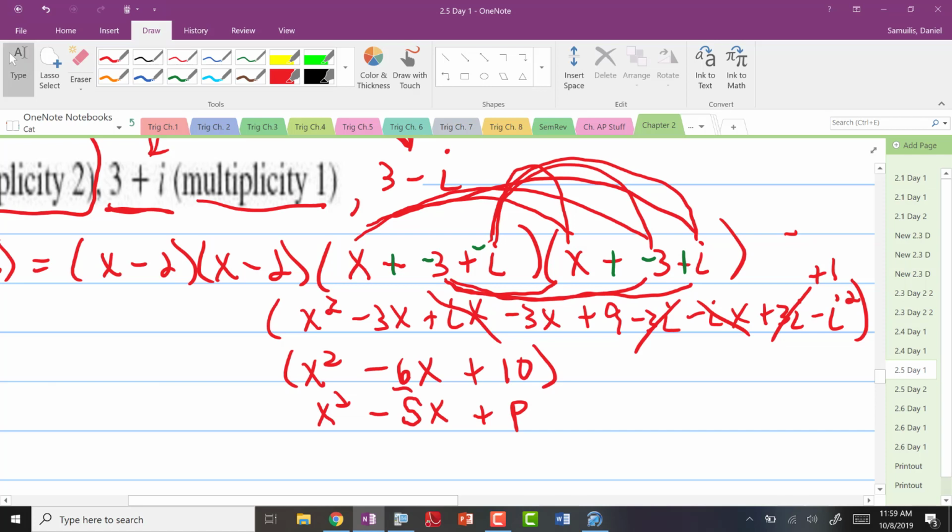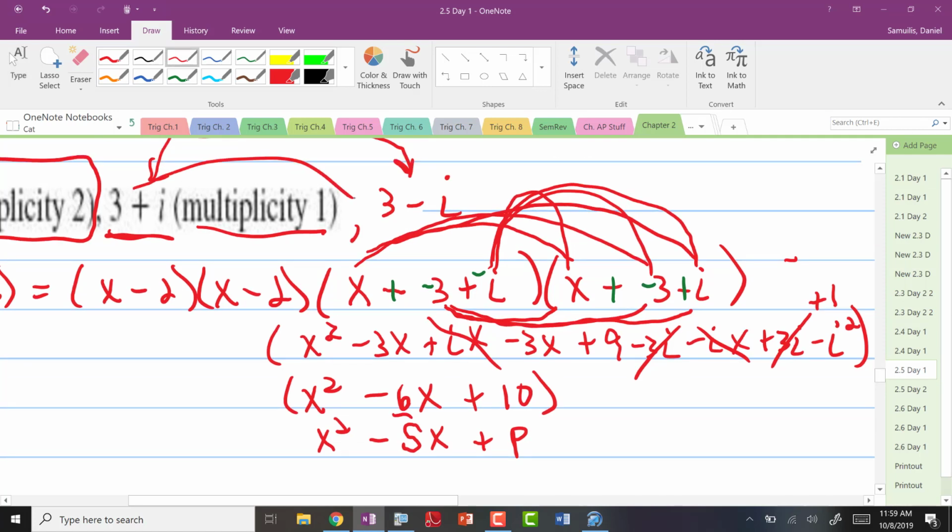Then what's the product of these 2 zeros? 3 times 3 is what, everybody? 9. Okay, no one's listening. I don't think anyone likes this. What's i times negative i? Negative i squared, which is 1. What's 9 plus 1? 10. So there I go. I showed you another little trick for that, but that's fine.